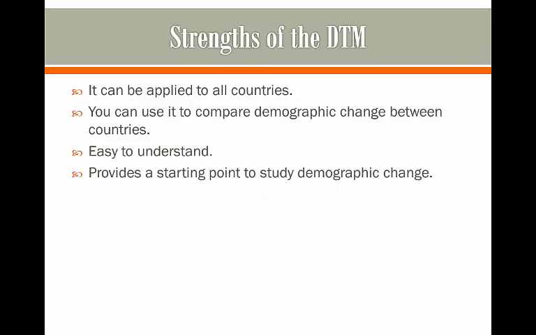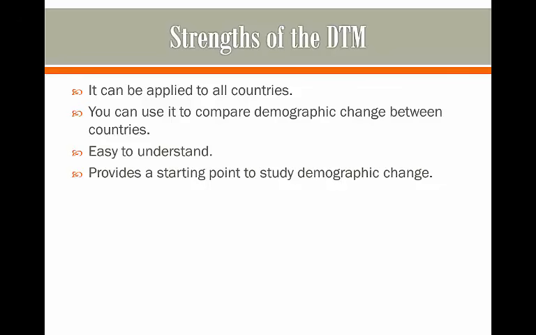And the final one being that it provides a starting point to study demographic change. So we can take a look at stage 1 and stage 2 countries and then be able to predict what's going to happen to them in the future as they develop. So stage 2 countries such as Cambodia, we're going to know that they are then going to have a late expansion where the birth rate drops significantly but the death rate is still lower.